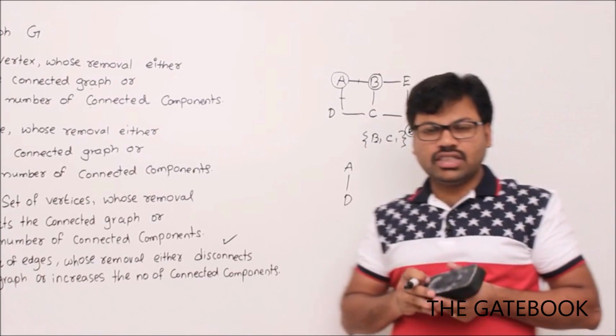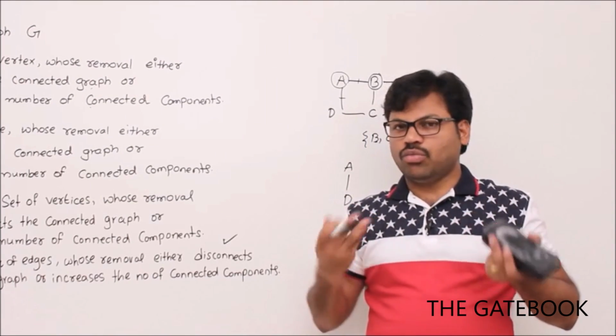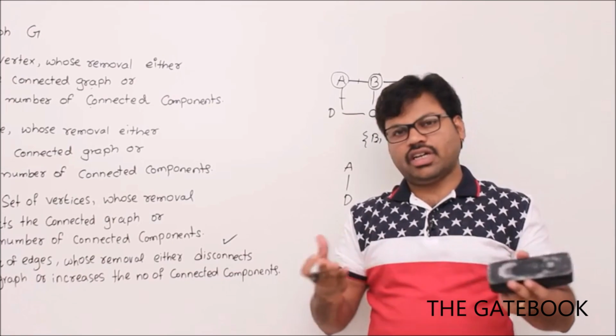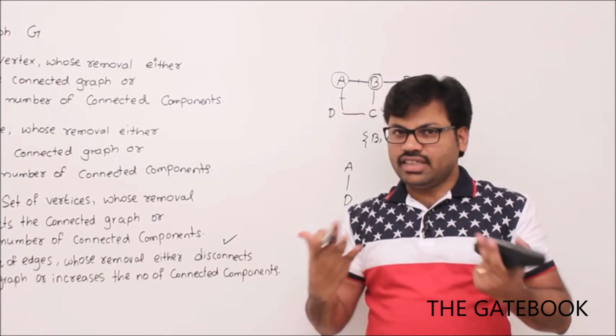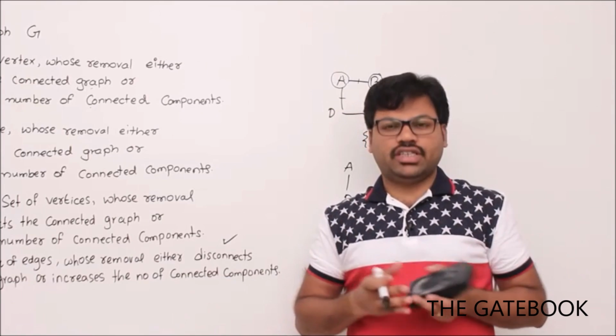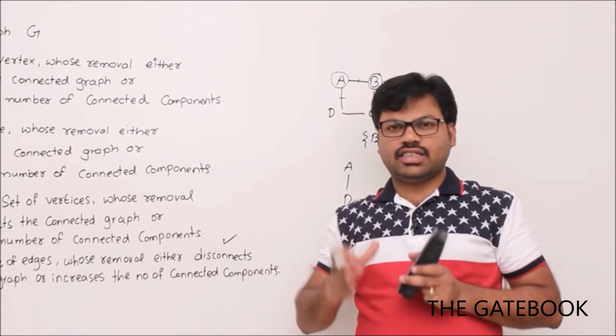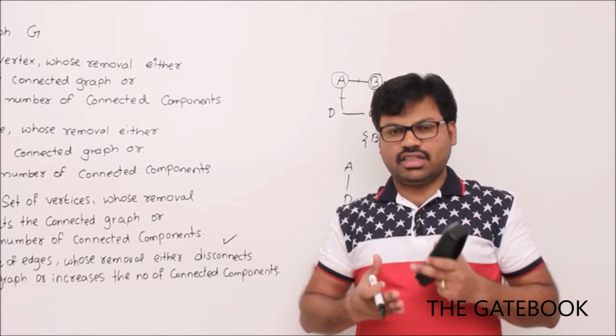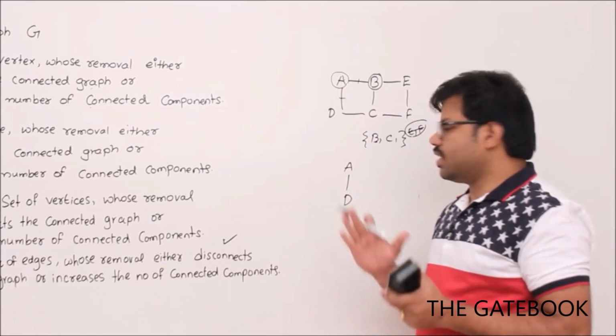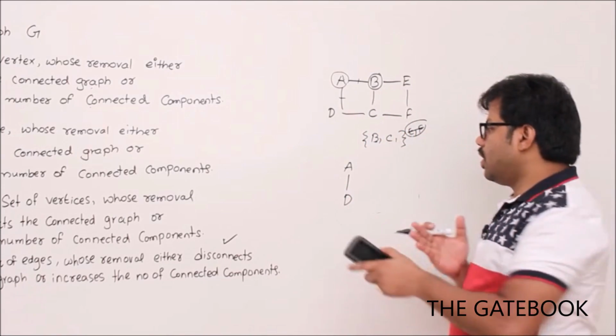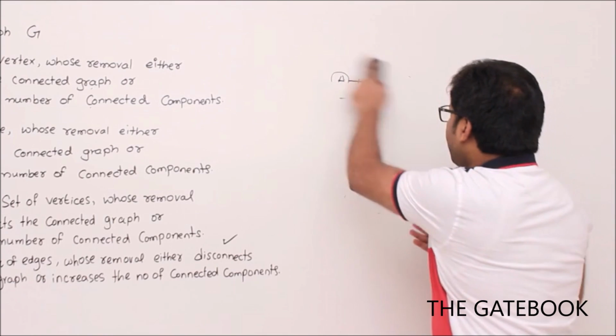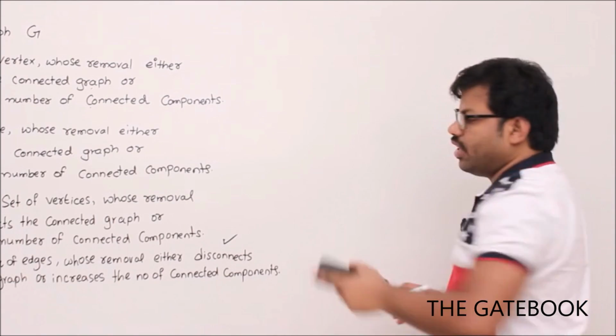So the BCEF combination is not a cut vertex set, but BC was a cut vertex set. What I want to say is, for a cut vertex set, if you add some more vertices, the resultant set may not be a cut vertex set, but for a cut edge set, if you add any number of edges, the resultant sets will become cut edge sets. That's the difference between cut vertex set and cut edge set. Okay.